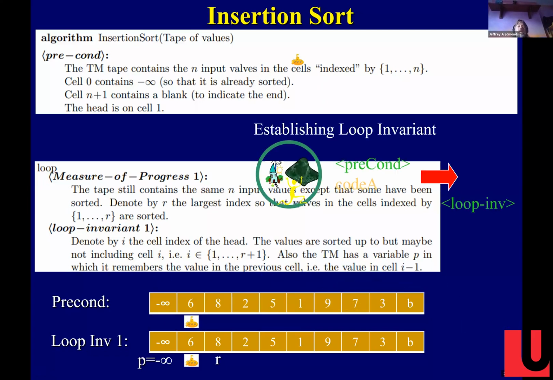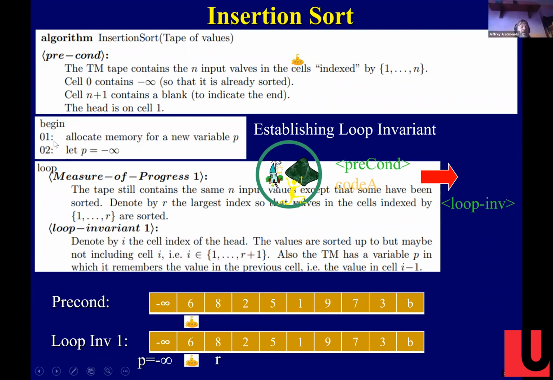So how do we establish the loop invariant? Right? What does that mean? That means suppose we're at the precondition, right? So we're at this picture and we want to get to this picture. Anybody see what we have to do to get from this picture to this picture? Create variable P. Exactly. So the first line of code will allocate memory for the new variable P, and it will set it to be negative infinity, right? That's what the code did, and it establishes the loop invariant. Right, everybody got that?